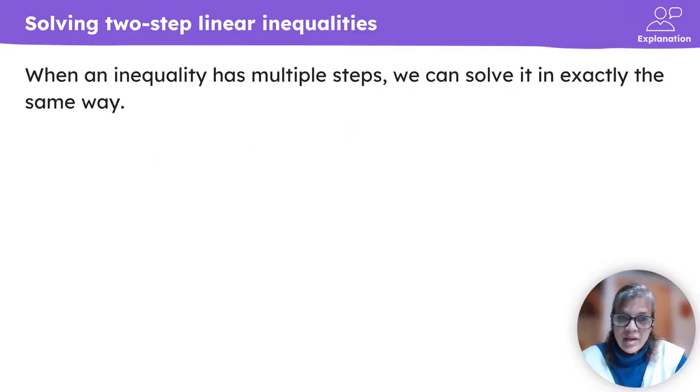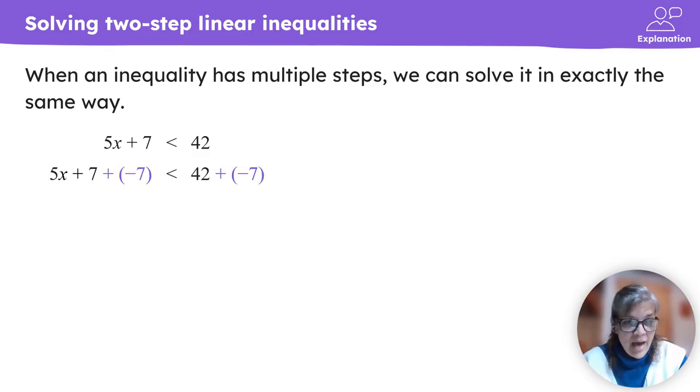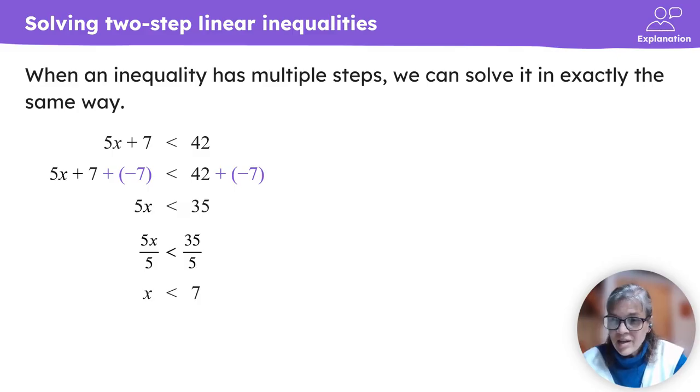When an inequality has multiple steps, like a multi-step equation, you can solve it in exactly the same way if it's adding or subtracting, or if it's positive multiplication or division. For example, 5x plus 7 is less than 42. First, we can do the adding and subtracting and get rid of that 7. Then we can divide, and we come up with x is less than 7. Works just like an equation would work.